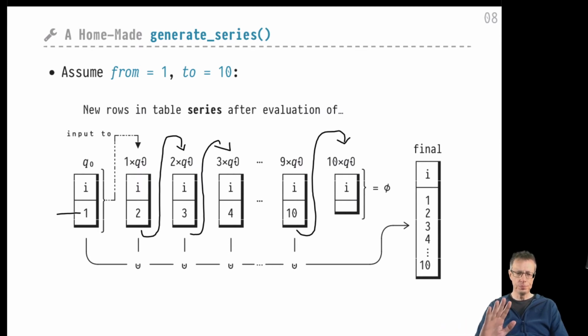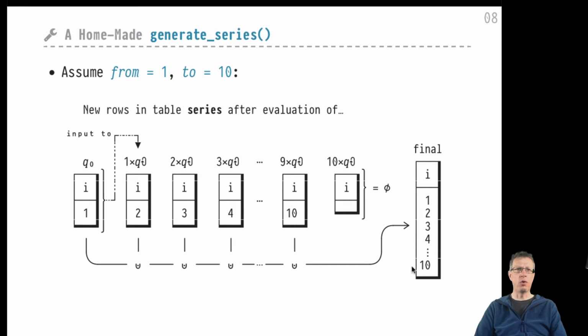The whole while loop of our iterative query semantics is left, and what we are left with here is the accumulated result over all the iterations. You see that indeed the 10 found its way into the overall result as we expected and hoped for. Okay, so this is a trace of our homemade generate series function.